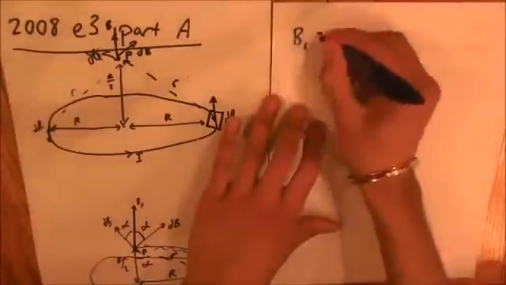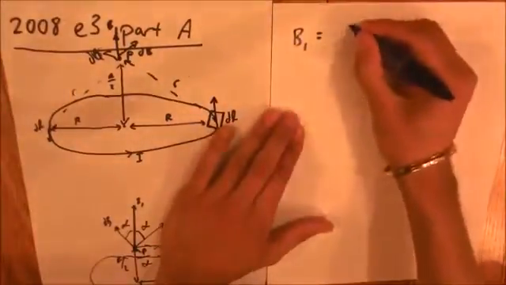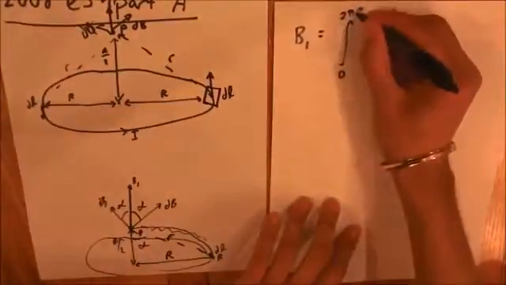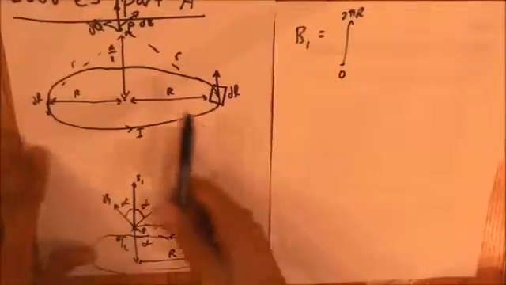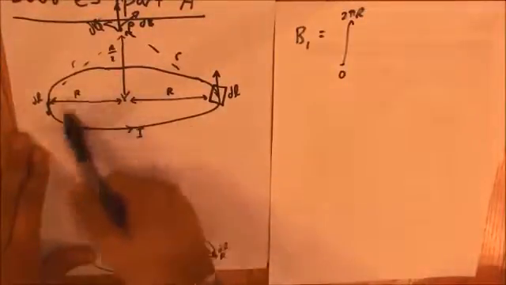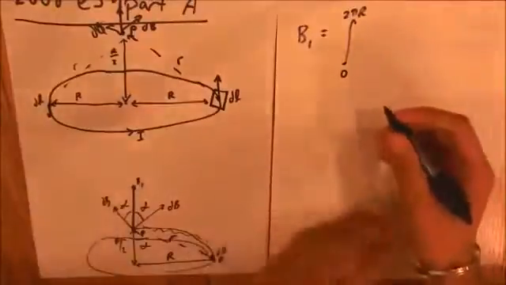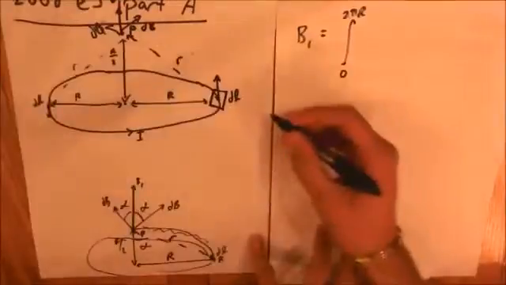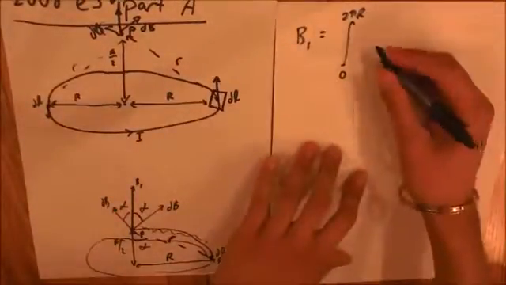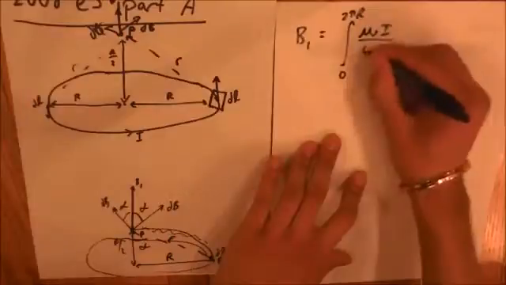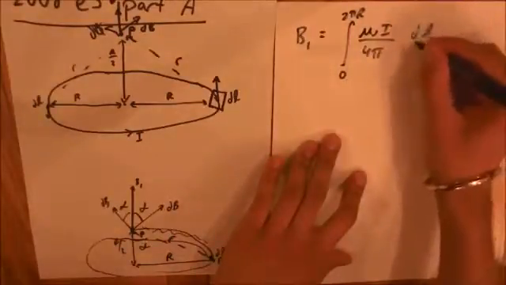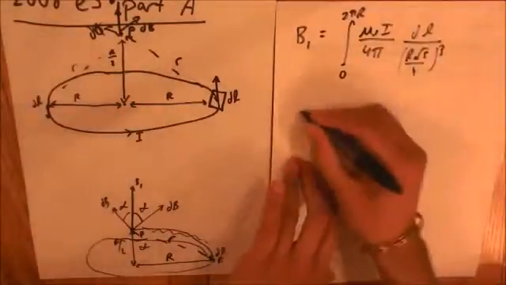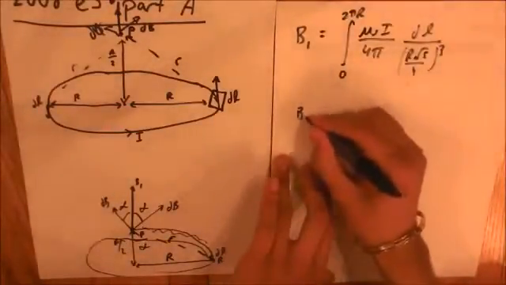Then B1 is going to be equal to the integral, and we're going to take it from 0 to 2 pi R, because in that case we're taking into account the whole circumference of this loop of wire, because the dLs are going to be going around this whole circumference, so that's how we're going to take it into account. So mu naught I over 4 pi dl R over R root 5 over 4 cubed, and then pull out constants.